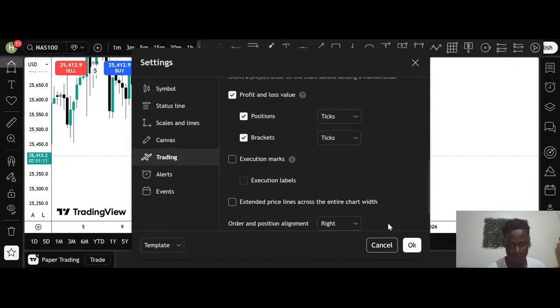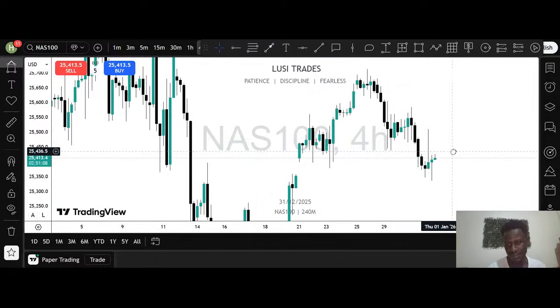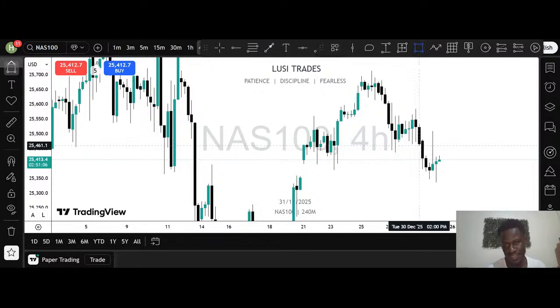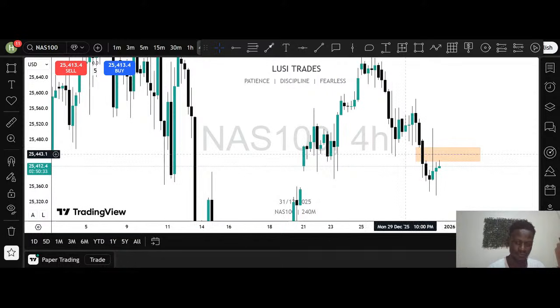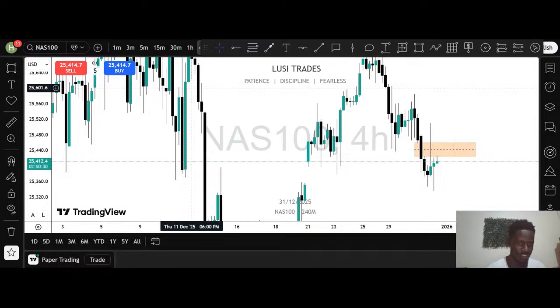Yeah, so execution marks. So what happens is that on the 4H we're having this. What I'm trying to say is that if we can maintain, the body closes remain under the lower quadrant. So we are having the upper quadrant, the upper portion, and also the lower quadrant. So this midpoint is called consequent encroachment. So if at all we are going to maintain lower prices, then we need to see body closes staying below the consequent encroachment, and probably below this 4H fair value gap. So that's what we want to watch and see.